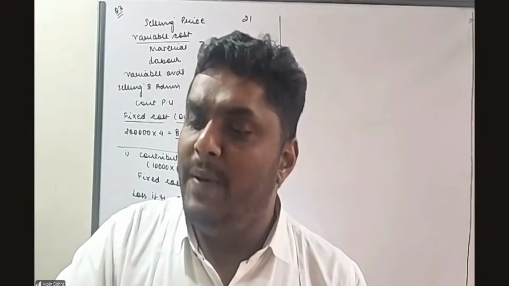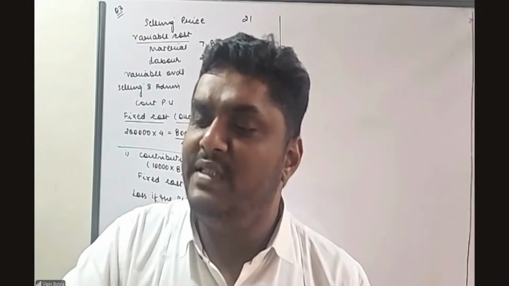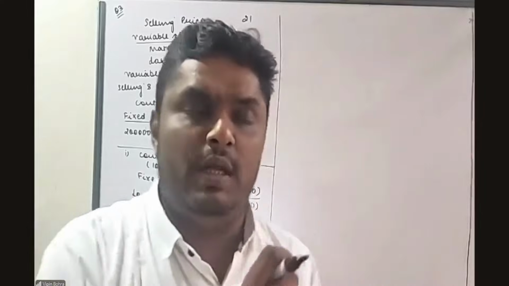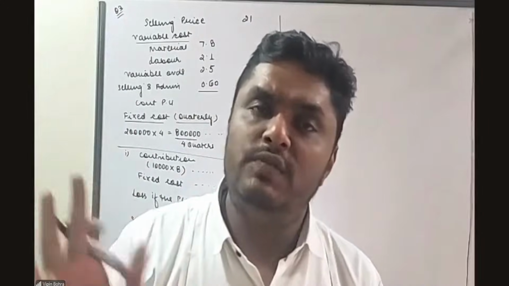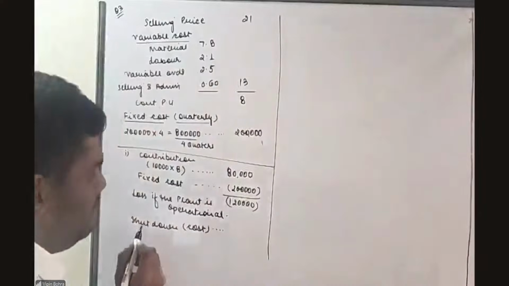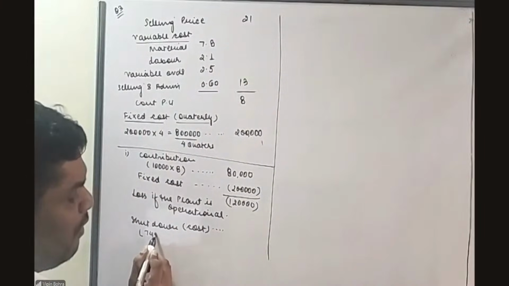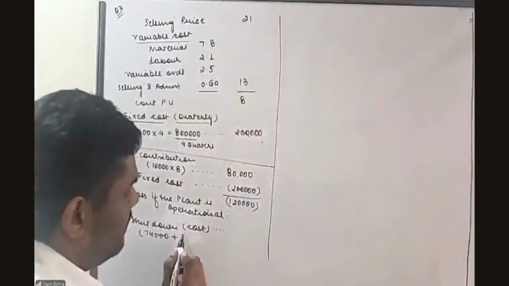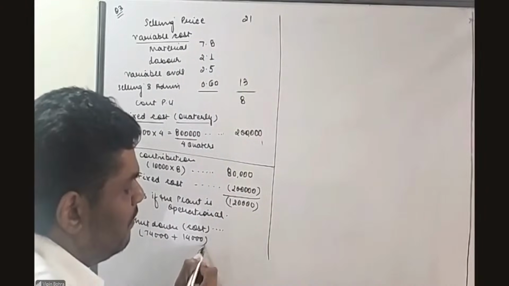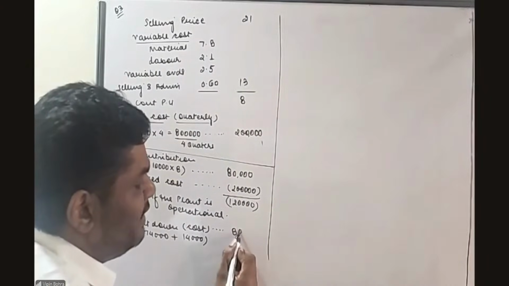See, it is given in the question that management plans to shut down the plant, estimating that the fixed manufacturing cost can be reduced to 74,000. So if we shut down the plant, the fixed manufacturing cost will be only 74,000, plus the additional cost, that is, the additional cost of plant shutdown, which is 14,000. So in total it is 88,000.